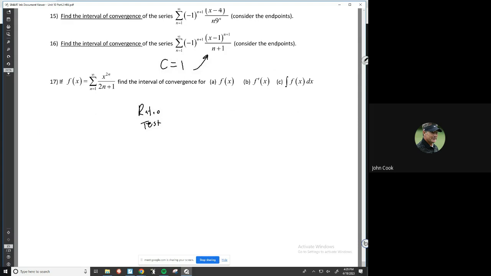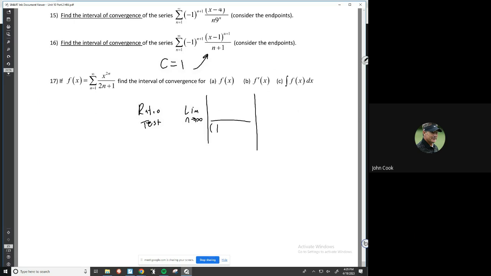So let's see here. We've got the limit as n goes to infinity, absolute value. And then we have the original sequence in the denominator, so -1 to the n plus 1, and then x minus 1 to the n plus 1 all over n plus 1. And then in the numerator, we're just going to do the same thing, but we're going to add 1 onto all the n's. So it looks like we've got -1 to the n plus 2 now, and then x minus 1 to the n plus 2 over n plus 2.